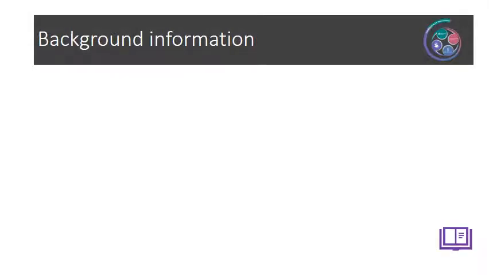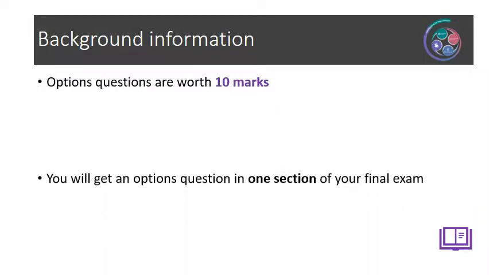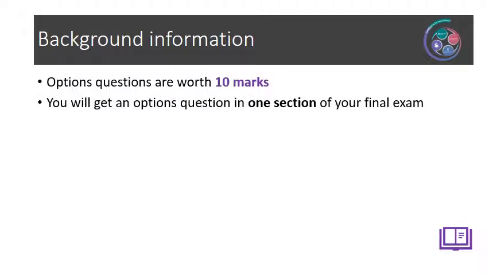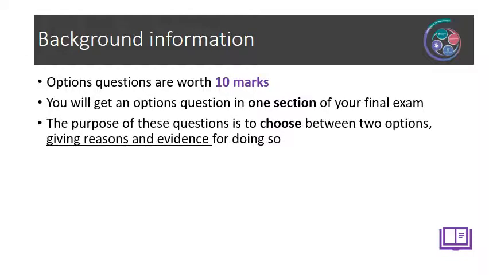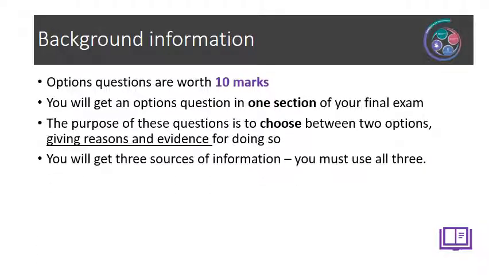Now that you've done so, we're going to have a look at how to answer options questions, our second National 5 skill. First, some background information. Options questions are again worth 10 marks. You will get an options question in one section of your exam or assessment. And the purpose of these questions is to choose between 2 options, giving reasons and evidence for doing so. And once more, you will get 3 sources of information in which you must use all 3.